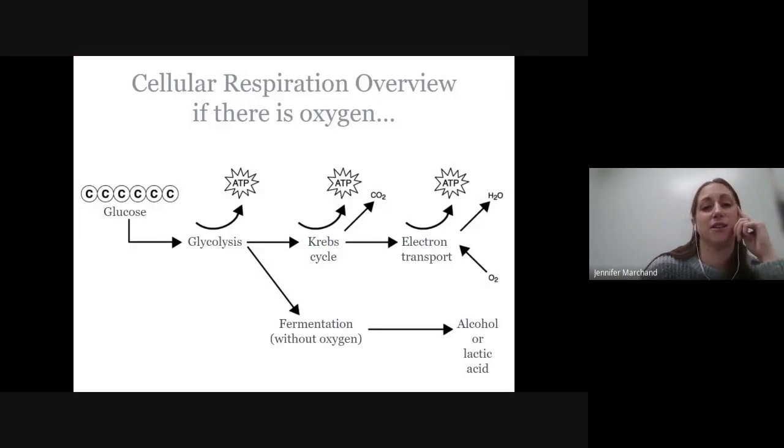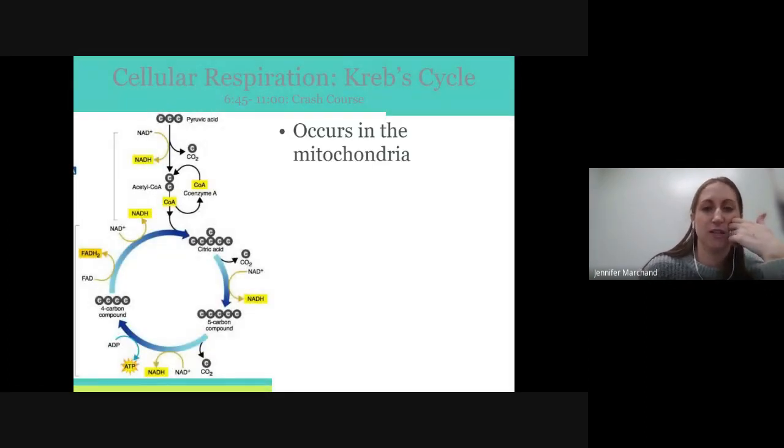All right, so now let's go a little bit past. So we talked about glycolysis. Now we're going to jump onto what happens after glycolysis if we do have oxygen. Okay, so if we do have oxygen, it's going to go through the Krebs cycle. And if you jump back to that video from a couple slides ago, you can watch from 6:45 to 11, and that'll explain it a little better.